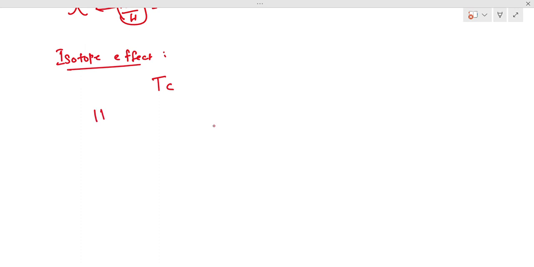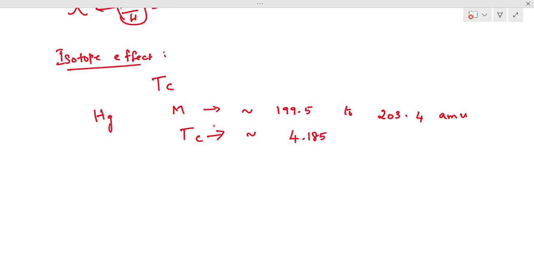Let us assume mercury. The atomic weight of isotopes of mercury ranges from 199.5 to 203.4 atomic mass unit. So, the range of the transition temperature or critical temperature is 4.185 Kelvin to 4.146 Kelvin.